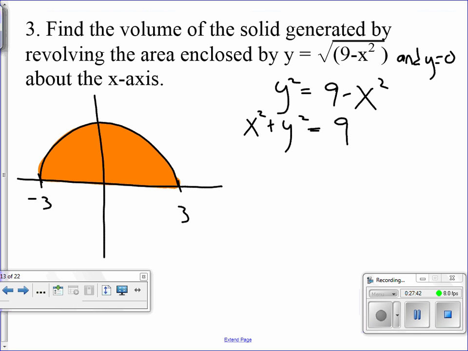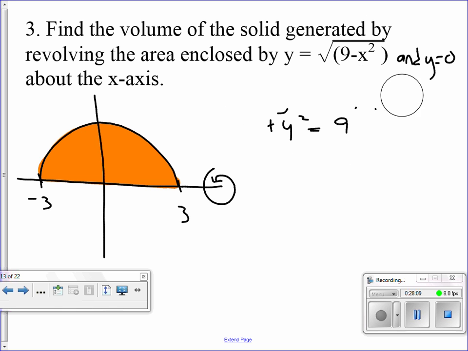What are we revolving this about? Oh, the x-axis. All right, x-axis. Just read that. So what is this solid going to look like when we take this semicircle and revolve it about the x-axis? A sphere. Do you see it's going to be a sphere? Isn't that fun to say? Sphere. All right. We're going to find the volume of a sphere.